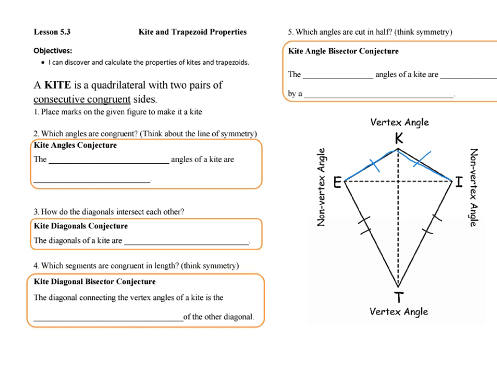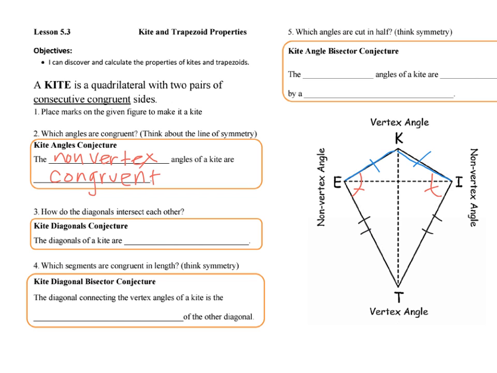The next question says, which angles are congruent? Think about the line of symmetry. So looking at our kite over here, if this is the line of symmetry, then my kite would fold in half right there. And so then this angle and this angle would match up perfectly. And these are called our non-vertex angles. So our kite angles conjecture: the non-vertex angles of a kite are congruent. And we're going to go ahead and mark that on our figure over here. So I mark those congruent.